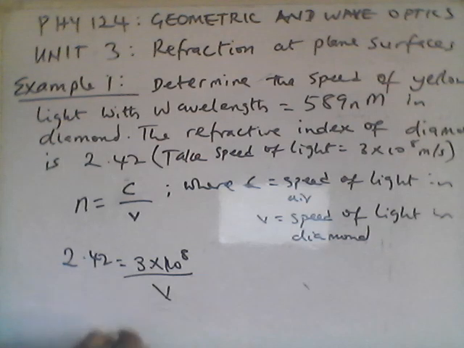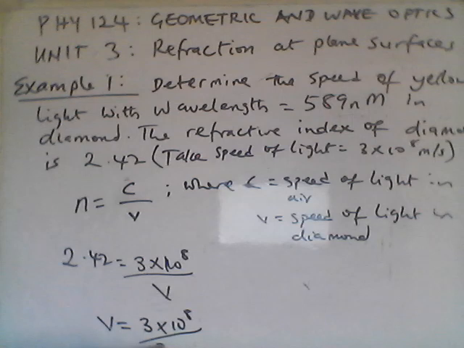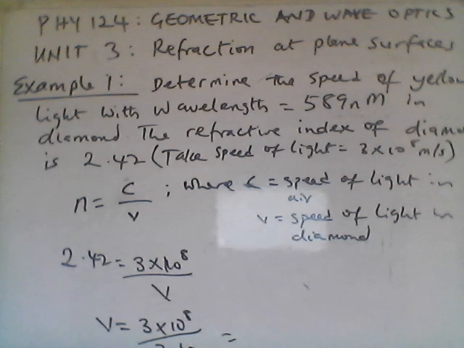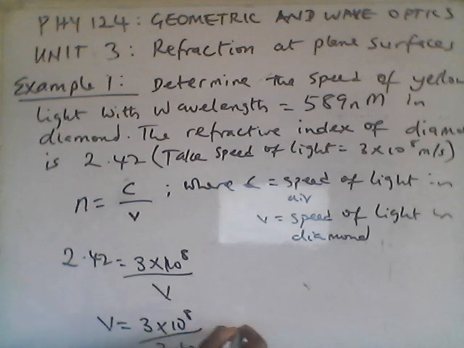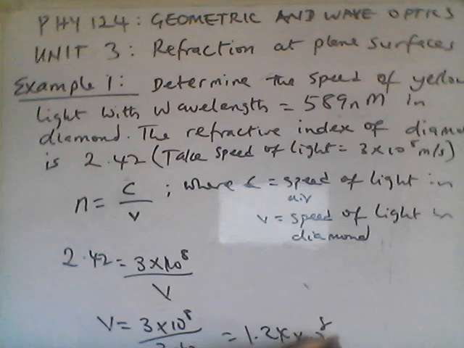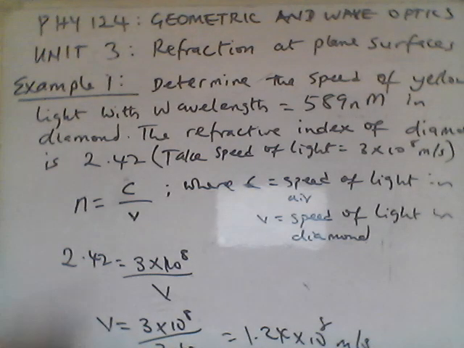Making v the subject, v is now equal to 3 times 10 to the power 8 all over 2.42. By the time you compute this, the speed will be approximately 1.24 times 10 to the power 8 meters per second. So the speed of yellow light of 589 nanometer in diamond is approximately that. That's fair enough. I'm going to give us another example.